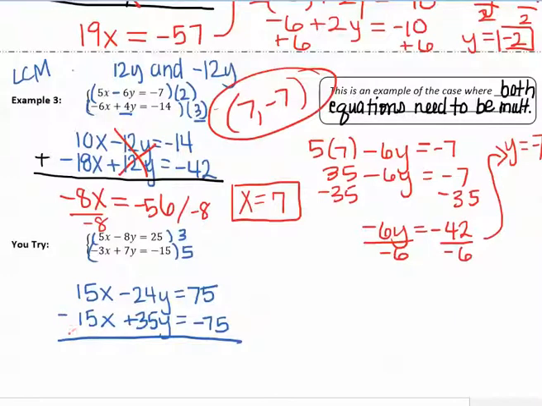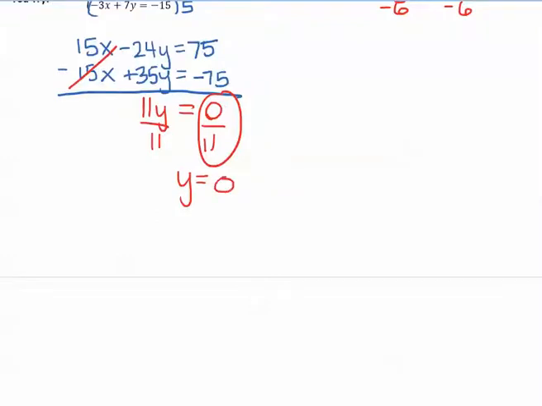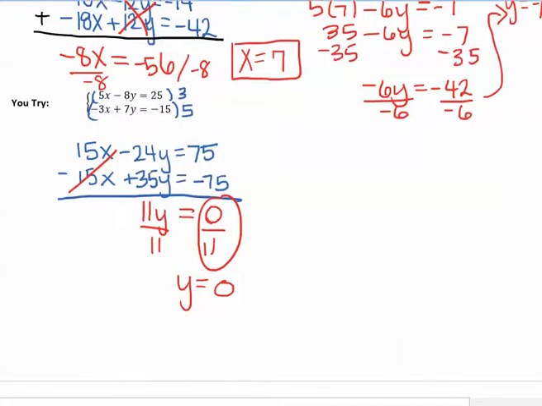So then I cancel out the x's. This would give me 11y, and this is going to give me 0. If we divide both sides by 11, you don't want to leave anything like that. That is not simplified. 0 divided by a number is always 0. So you should write it as such. Okay, let's plug in the 0 and get the x.